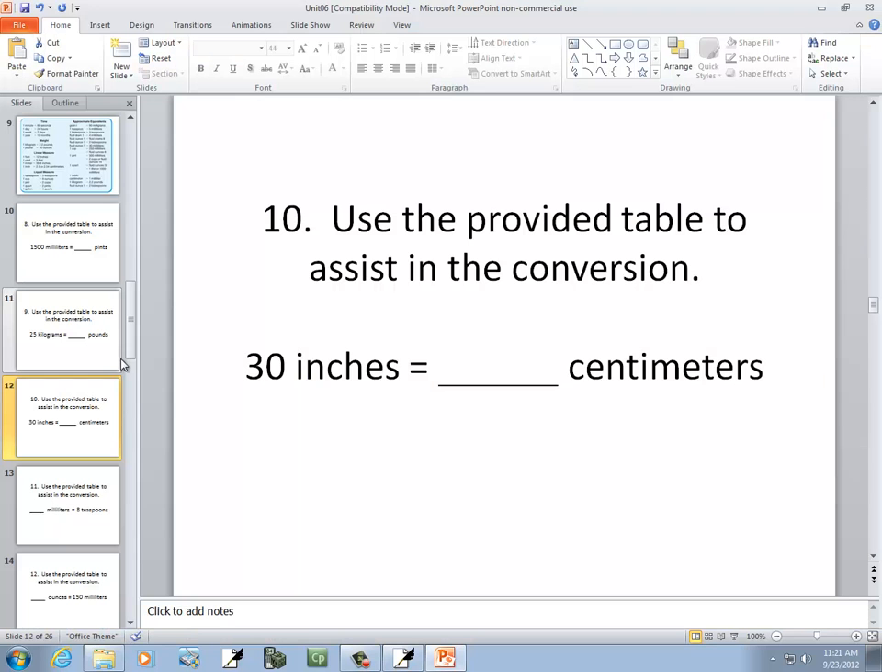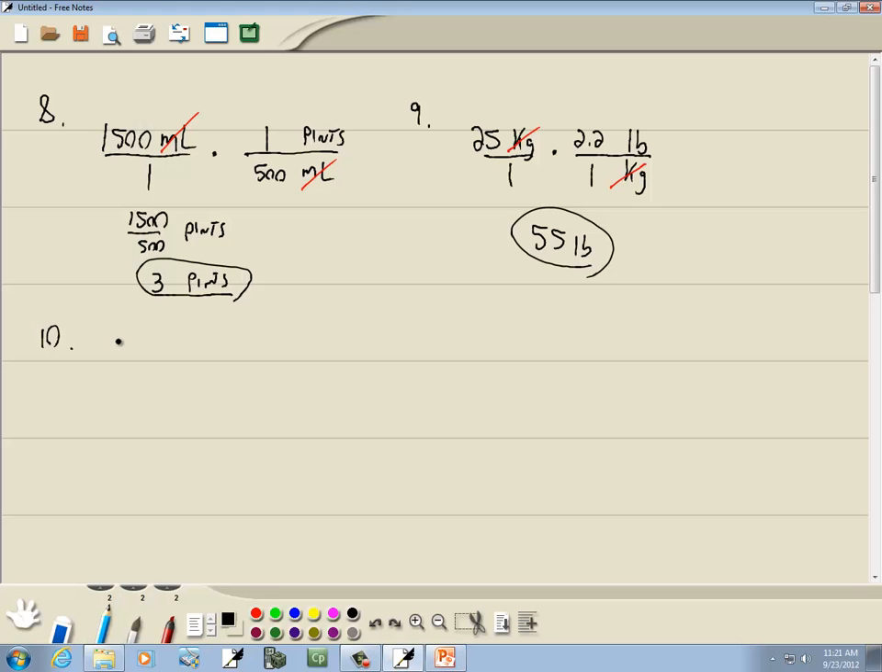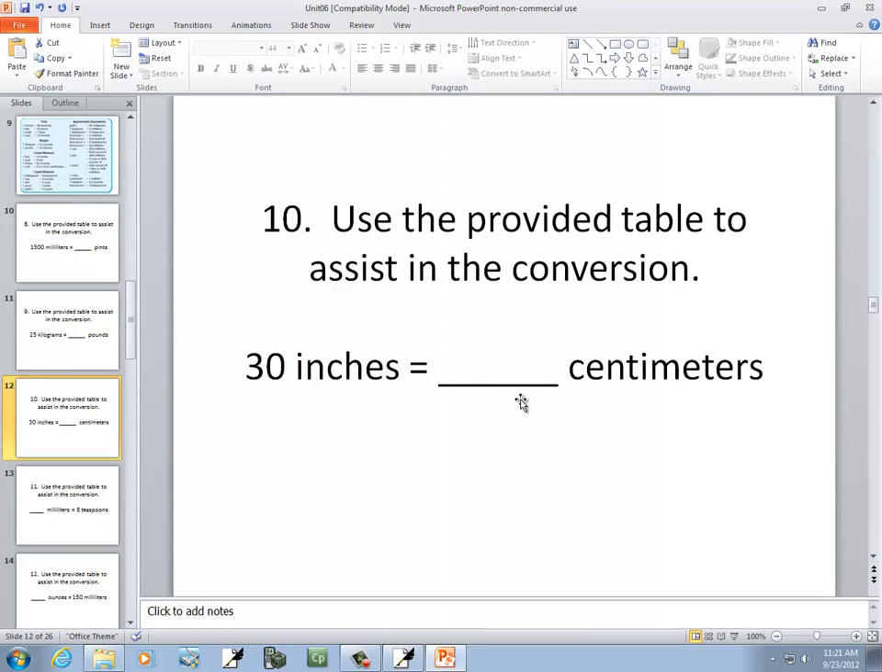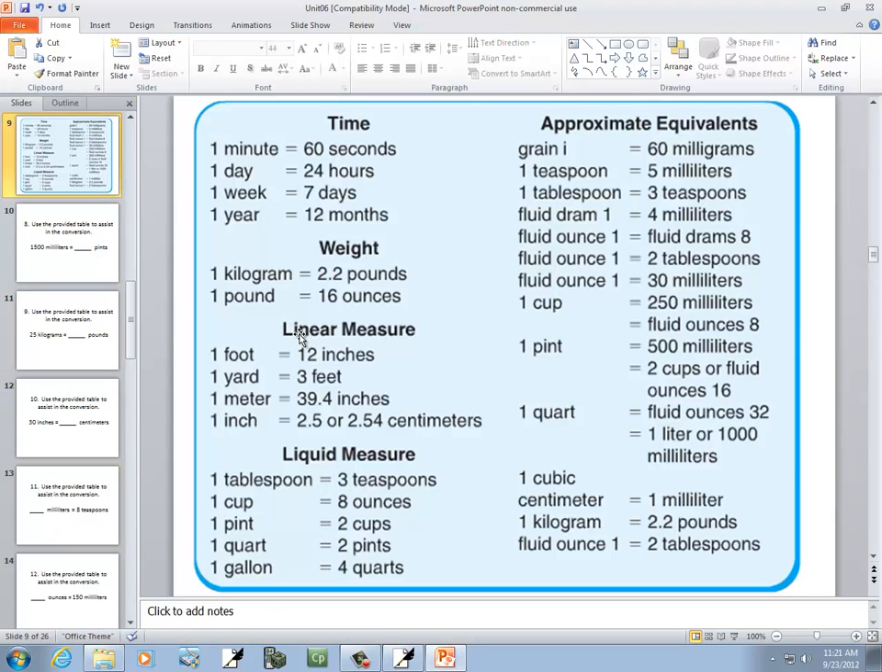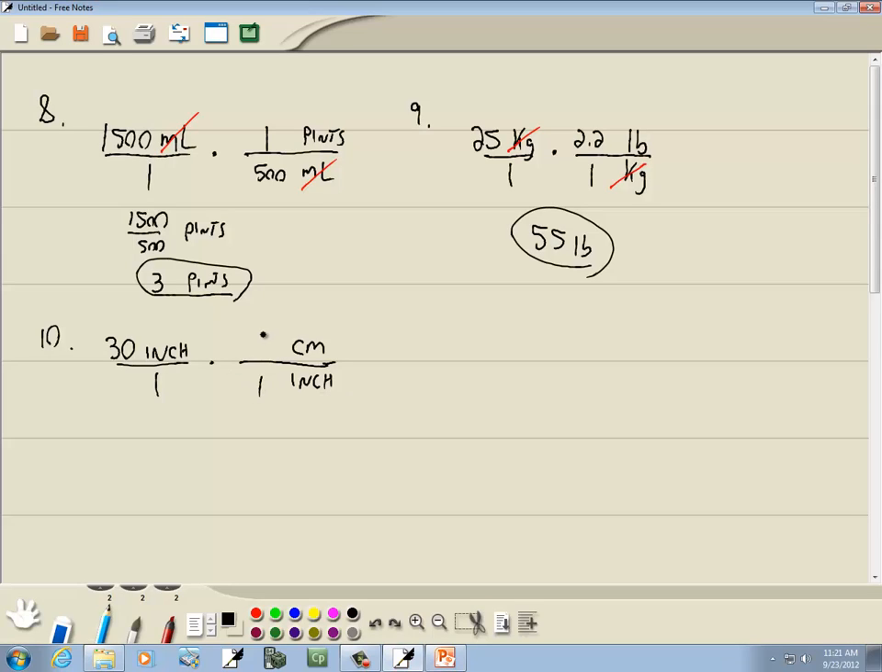Well, let's look at the next one. We got 30 inches, and we want to convert it to centimeters. So again, I put my 30 inches up here. Always put it over 1. If inches is right here, we have to have inches here, there's no doubt. And we're looking for some kind of tie between inches and centimeters. So I'm hoping I can find something that ties these two together. So let's go up here and look. Inches and centimeters. 1 inch is 2.54 centimeters. So 1 inch is 2.54 centimeters.